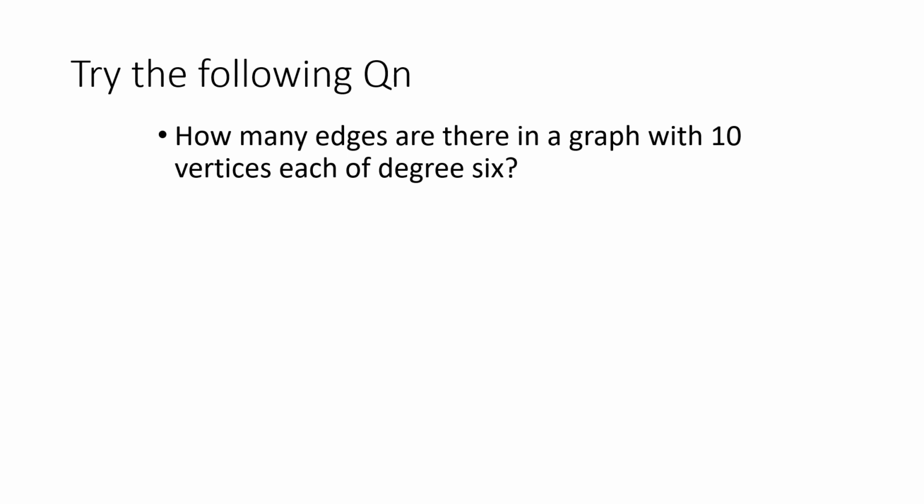Now you can try one question based on the handshaking theorem. How many edges are there in a graph with 10 vertices, each of degree 6? That means you have to find the number of edges in a graph with 10 vertices where each vertex is of degree 6. Try to solve this particular problem. The answer is given at the end, so check your answer with the answer present in the slide.